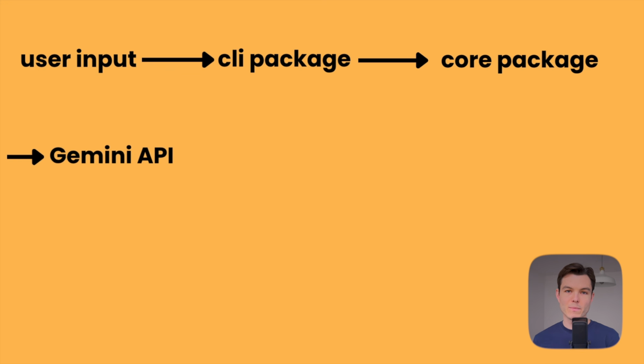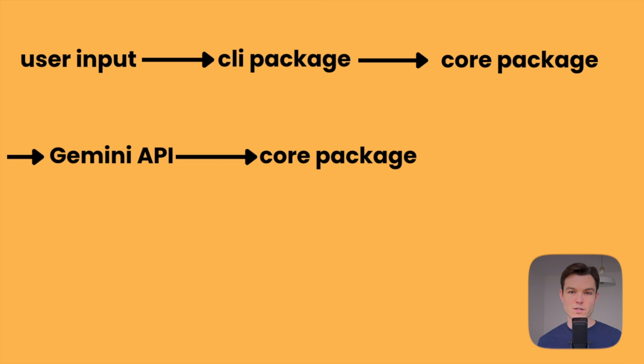Then the Gemini API processes the prompt and returns either a direct answer or a request to use a tool. For example, read a file, run a shell command, or fetch web data. When the Gemini API requests a tool, the core package prepares to execute it. If the operation can modify the file system or run shell commands, the CLI displays the tool name, its arguments, and requests confirmation. Read-only actions such as reading files or fetching URLs may execute automatically.